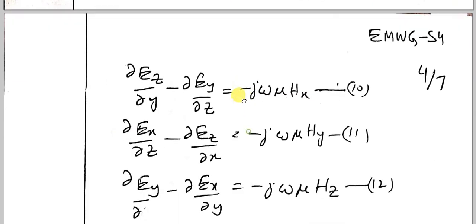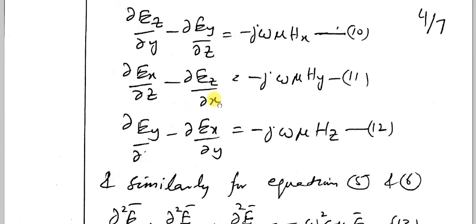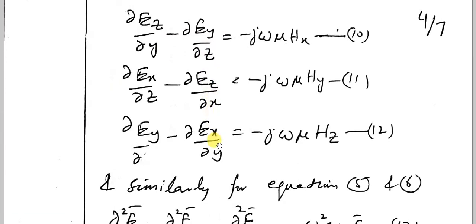Further, similarly, for E, we have Hx, Hy, Hz, comparing both sides over there with the corresponding unit vectors. This is the x component, delta Ez by delta y minus delta Ey by delta z, and this is the y component, this is the z component of the curl of E. This is the x component, this is the y component, this is the z component.